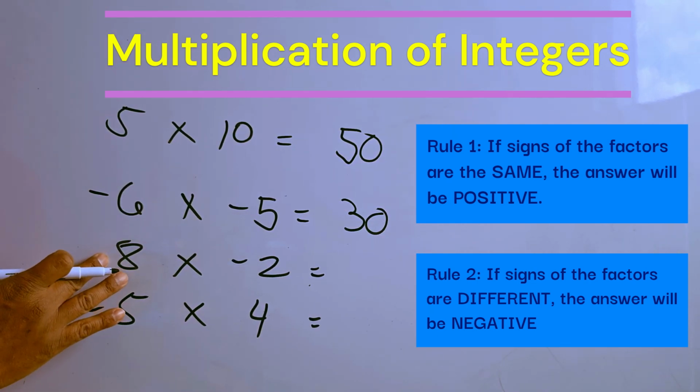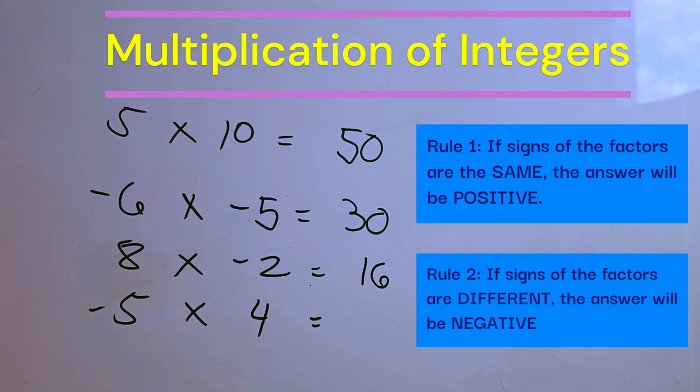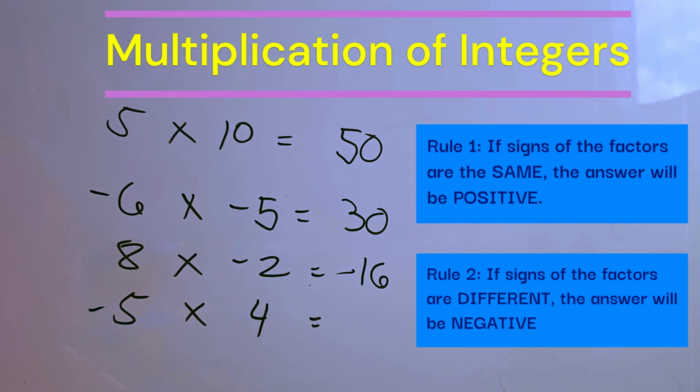Next, 8 times 2, it is 16. Then, isang positive, then isang negative, that makes it negative 16.